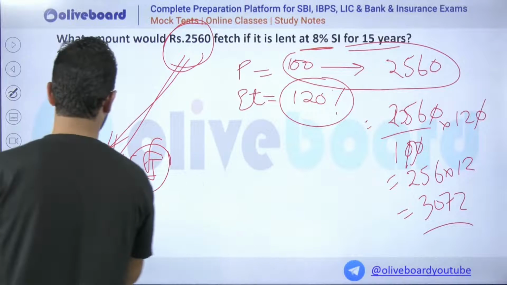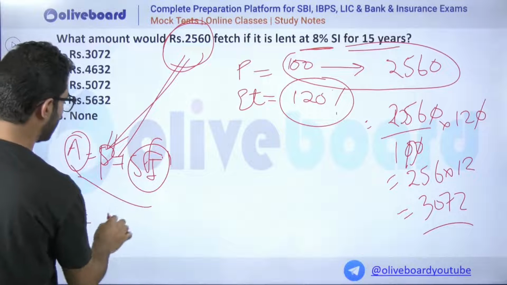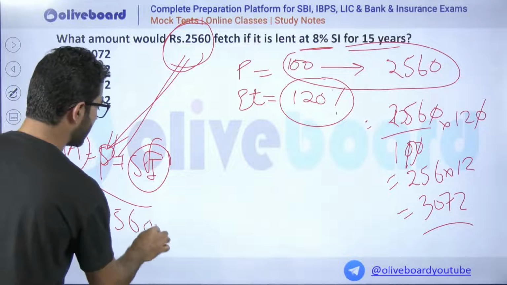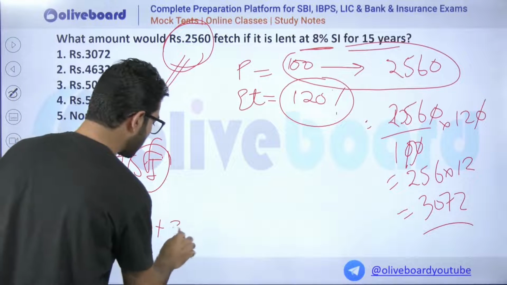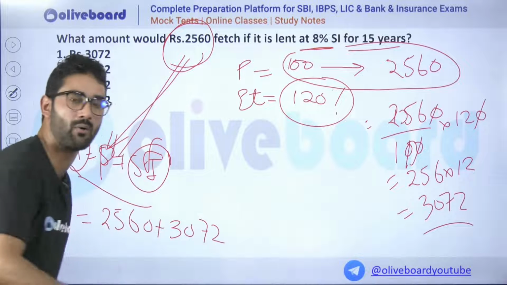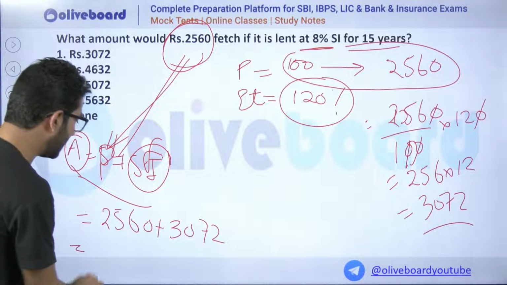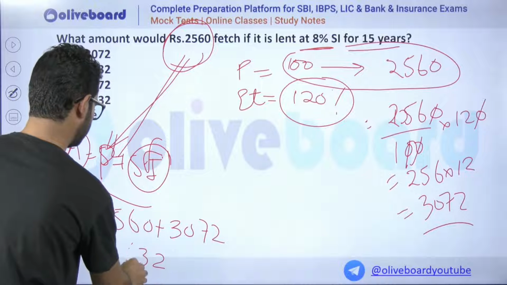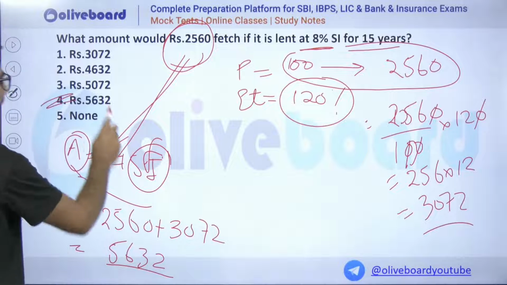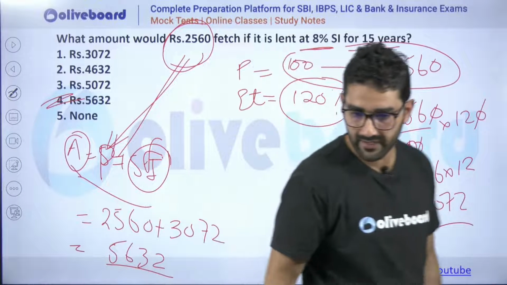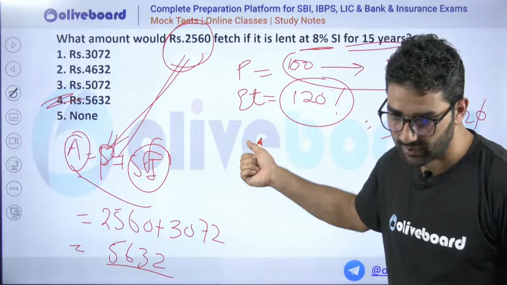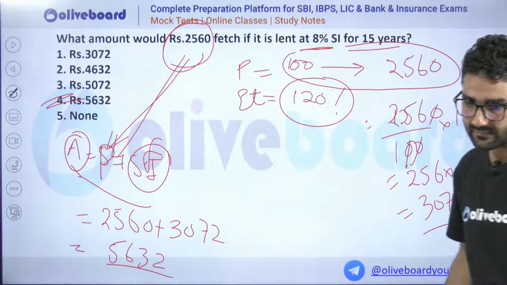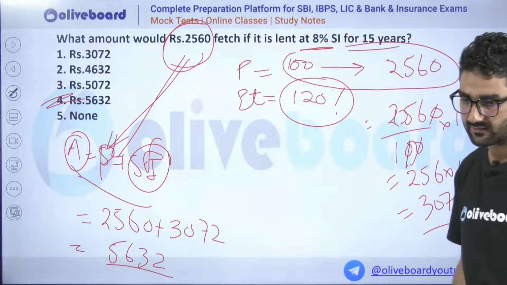Sir, the amount will be how much? Sir, 256. Don't make a mistake. Try to analyze what we have to calculate. We have to calculate the amount, not simple interest. That will be 5632. Yes, you got it, my dear. Pragati, you got it. So that should be the answer. Yes, that is very important.